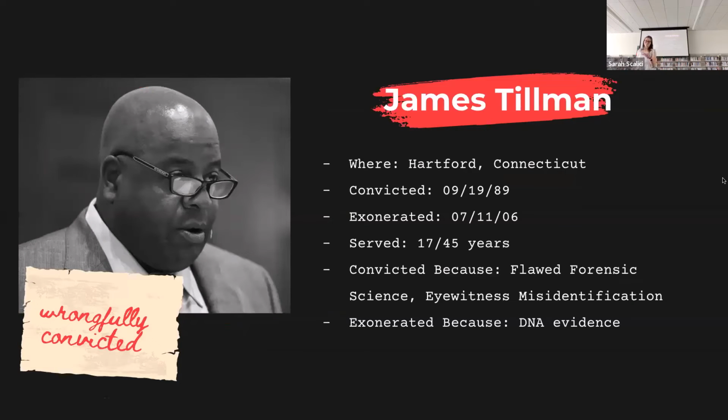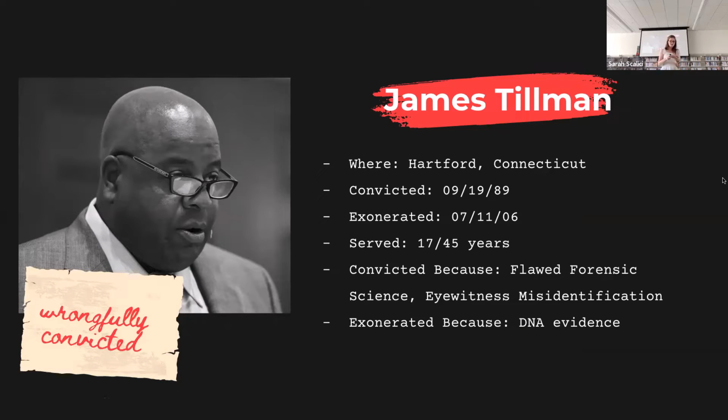So now to illustrate this point even further, I'll show you some real cases where forensic science has actually been used. So first is James Tillman. He was exonerated by DNA testing in 2006 with the help of Connecticut Innocence Project. He was convicted on September 19th, 1989 of sexual assault, kidnapping, robbery, assault, and larceny. He was sentenced to 45 years, and he served 17 of those, of which he shouldn't have served because he didn't do the crime.